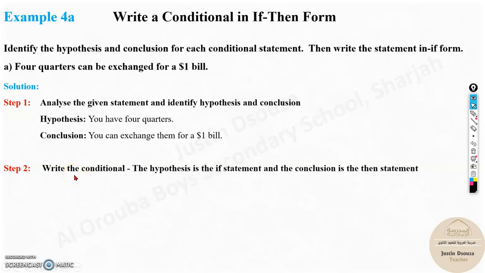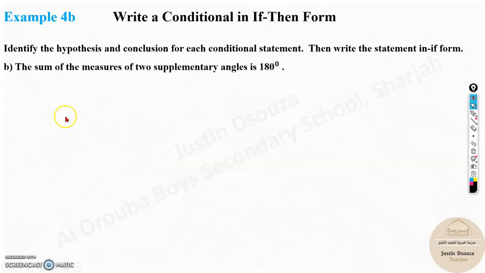Now, what next? Write the conditional statement, the hypothesis and conclusion, in if-then form. Basically, the hypothesis is after if and the conclusion is after then. So: if you have 4 quarters, then you can exchange them for a $1 bill. So that is it. This would be the answer. So I hope this is clear. We will see one more problem like this. I kindly request you to pause the video now, take time, try to think and solve, and then you can continue the video.